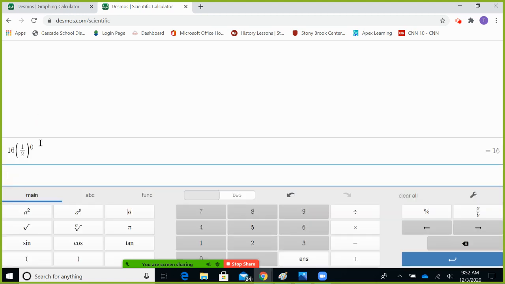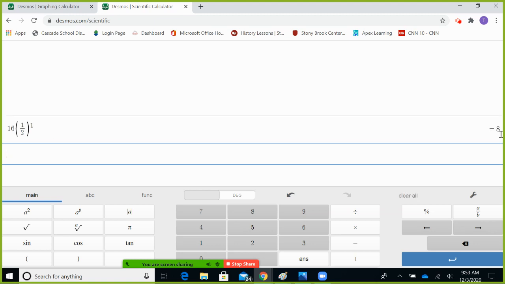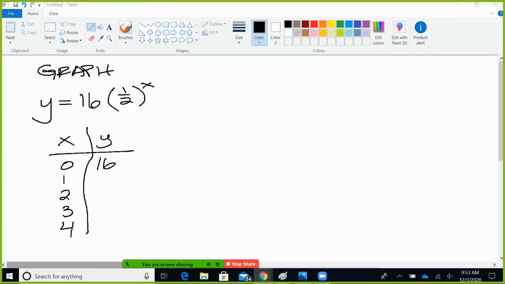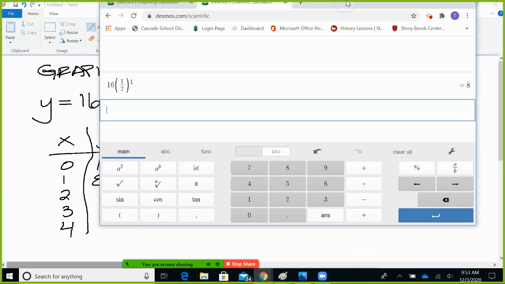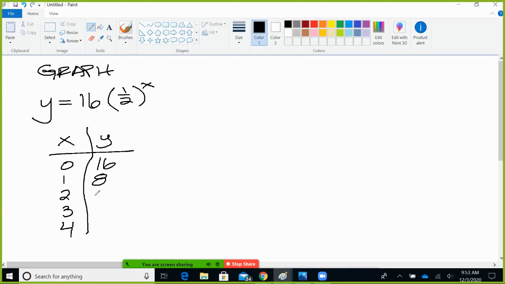Bring my calculator back, and instead of 0, I'm going to put 1, and I get 8. So I use my calculator. For 1, I got 8. Let's see what happens with 2. 2, I get 4. So for 2, I get 4.